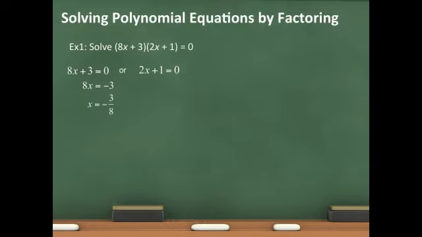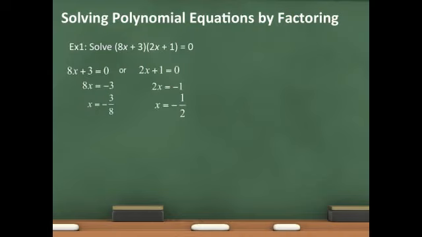If we look at the second equation, 2x plus 1 equals 0, we solve by subtracting 1 from both sides of the equation. Next, we divide by 2. This gives us x equals minus 1/2. Therefore, we have two solutions, minus 3/8 and minus 1/2. Be sure to check your solutions by substituting them back in the original equation to see if you get a true statement.